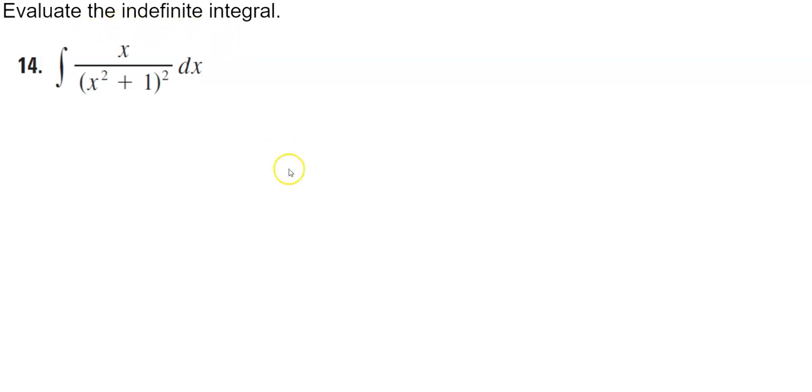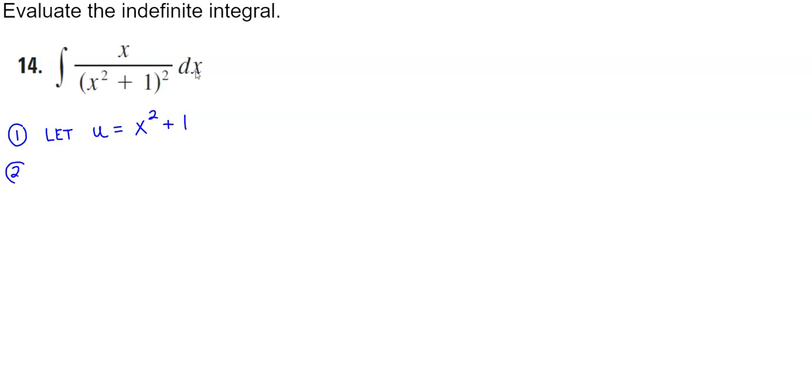Evaluate the indefinite integral. Here we have the integral of x over the quantity x squared plus 1, squared, times dx. So in this particular problem, I'm going to let u equal what's inside the parentheses. So u is going to equal x squared plus 1.